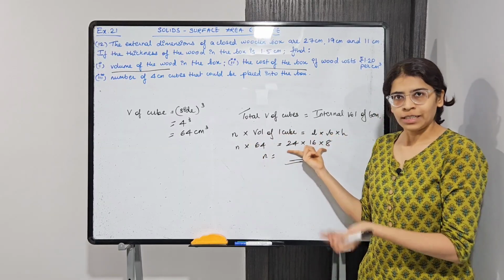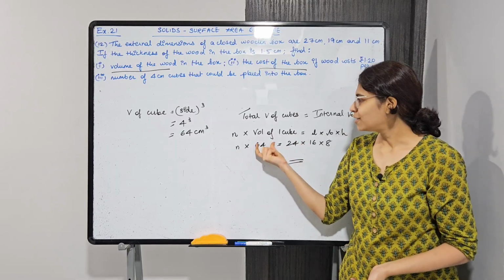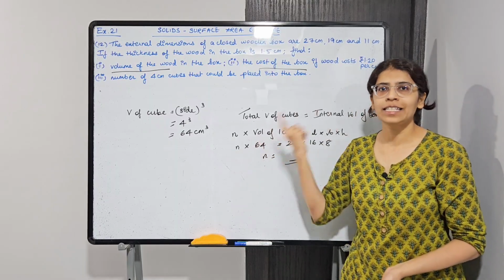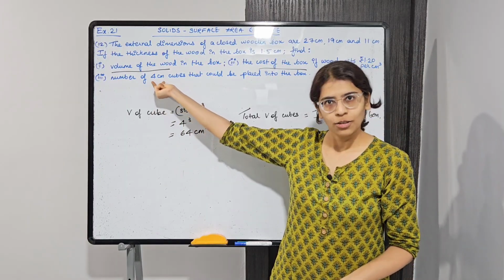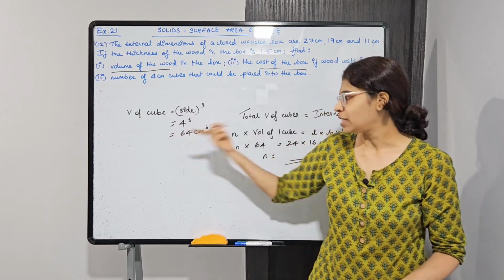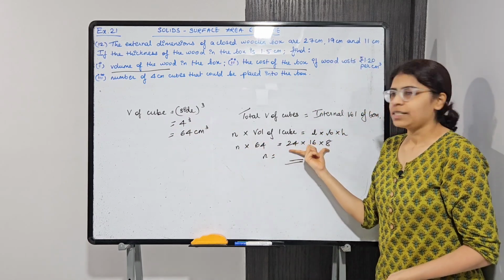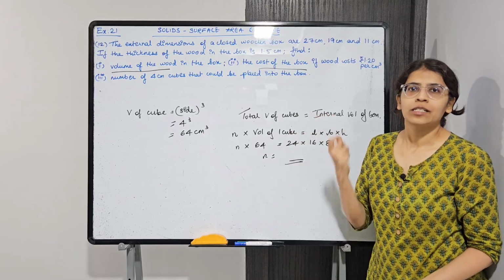Internal volume, I know the internal dimensions. Then n into the volume of one cube. I can easily find out the volume of each cube because I'm given the side over here. Okay. So 4 centimeter cubes hai, side cube that is 4 cubes, so 64. n into 64 is equal to this. Solve karenge, n ka value find out karenge, that is number of the cubes.